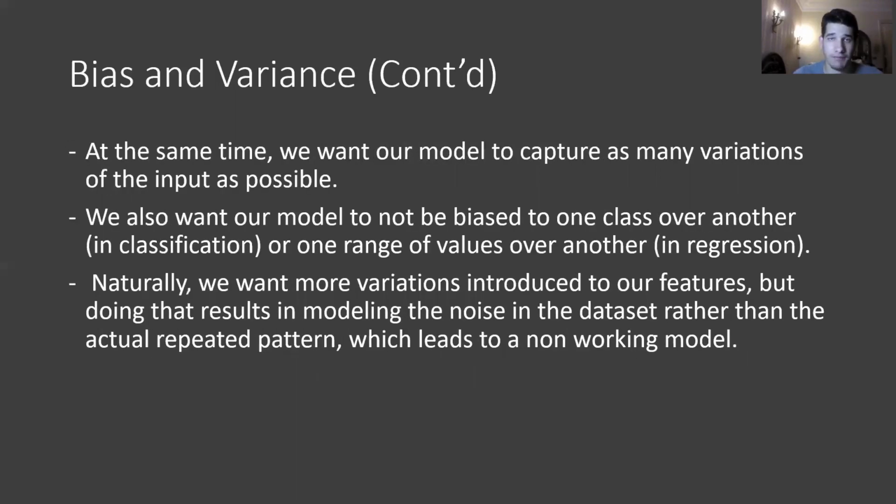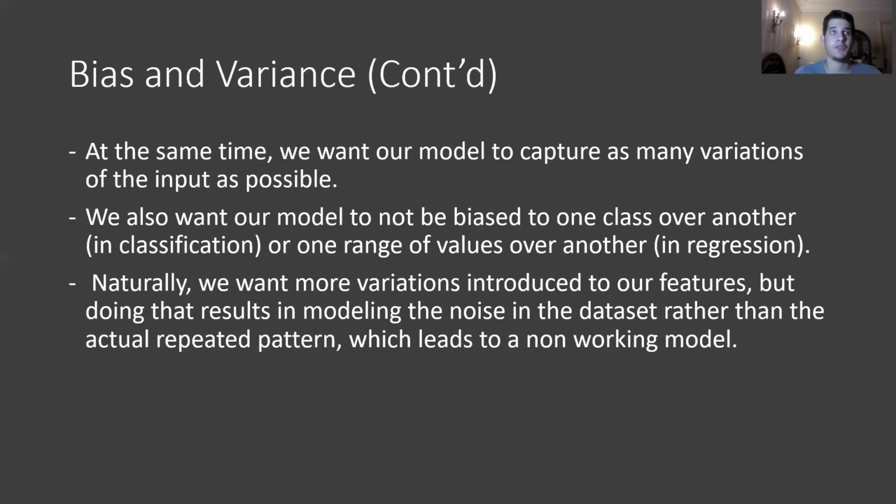About the variance, at the same time, we want our model to capture as many variations of the input as possible, because this enhances the model's generalization ability. We also want our model to not be biased to one class over another or one range of values over another. Naturally, we want more variations introduced to our features, to capture more examples and more data points, so that our models can generalize better. But doing that results in modeling the noise in the data set rather than the actual repeated pattern.